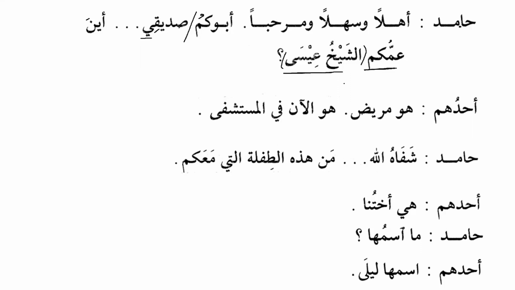For example, when we say Aina ammukum, where is your uncle, then we are not sure which uncle you are referring to. But when you say Ash-Shaykhu Isa, Sheikh Isa, it becomes clear that you are talking about Sheikh Isa. So it is used to clear the ambiguity, and it is also used for emphasis. We have taken this in the previous lessons.